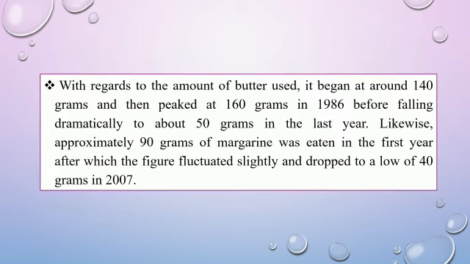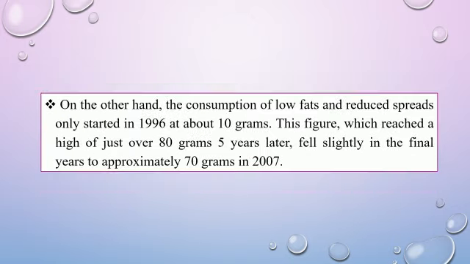With regards to the amount of butter used, it began at around 140 grams and then peaked at 160 grams in 1986 before falling dramatically to about 50 grams in the last year. Likewise, approximately 90 grams of margarine was eaten in the first year, after which the figure fluctuated slightly and dropped to a low of 40 grams in 2007.